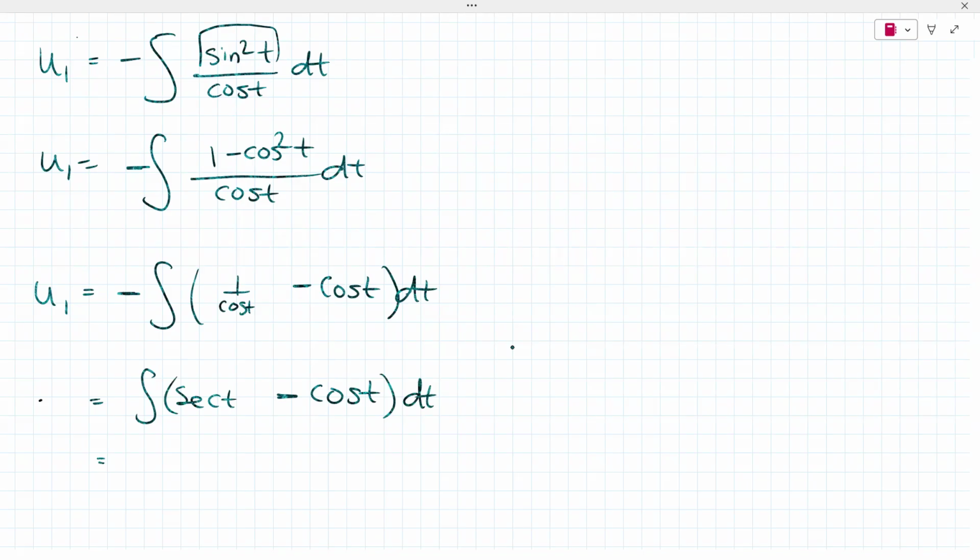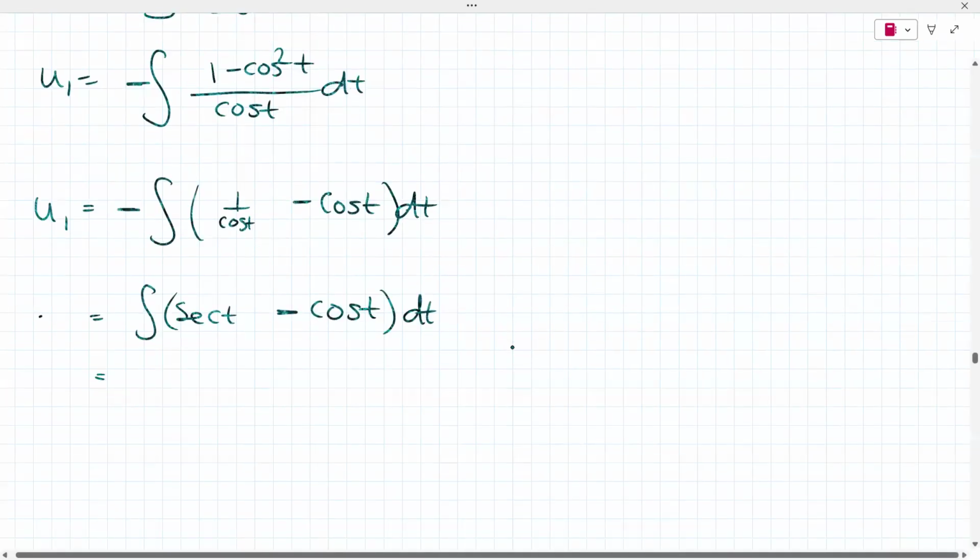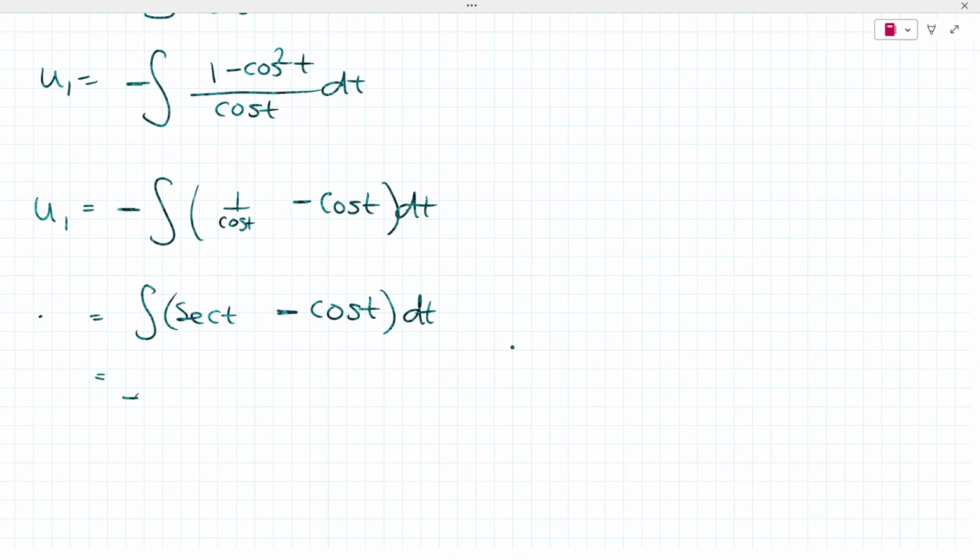And then we use our integral rule. The integral of secant t is positive ln of the absolute value of secant t plus tan of t, but don't forget you still have this minus. And then the integral of negative cosine t is negative sine t. Don't forget you still have this extra minus, so bring that down. So this is your u1, I box it.